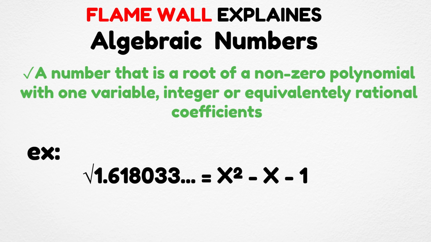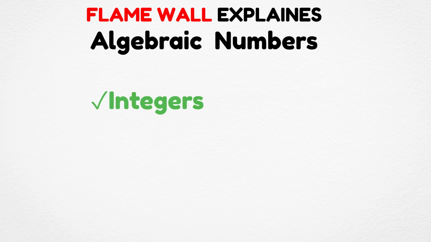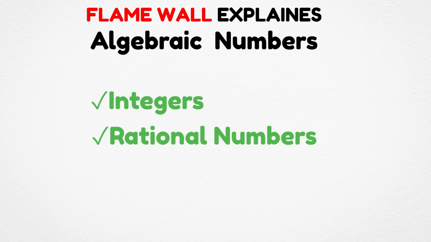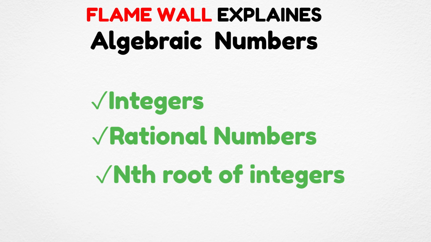Another example is a solution of the equation x squared minus x minus 1 is equal to 0, and the complex number 1 plus i is algebraic because it is a root of the polynomial x to the power 4 plus 4. Algebraic numbers include all integers, rational numbers, and nth roots of integers.